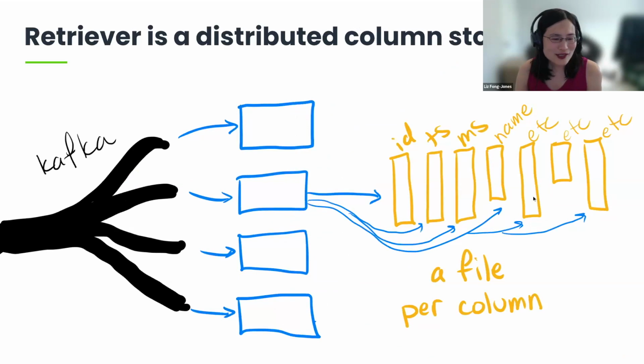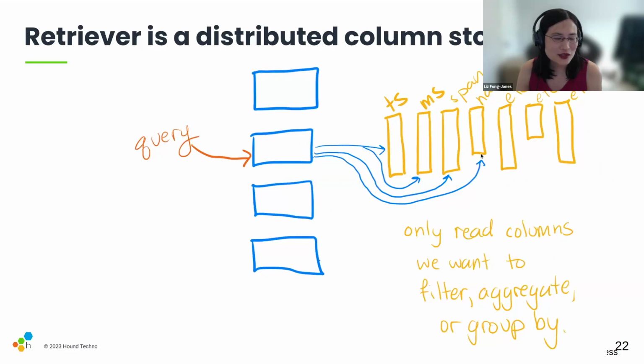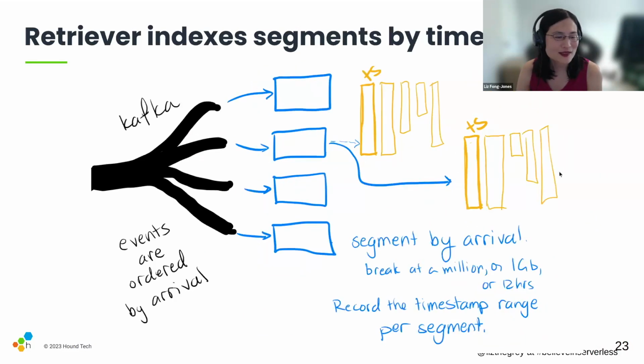So one way that we handle that is doing optimizations like writing one file per column so that you don't have to analyze quite as much data. And then you only have to touch the files that are relevant to the query that you're running.